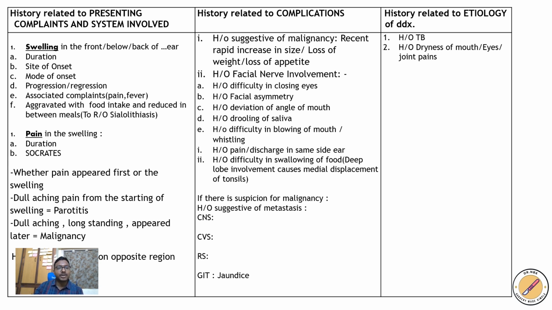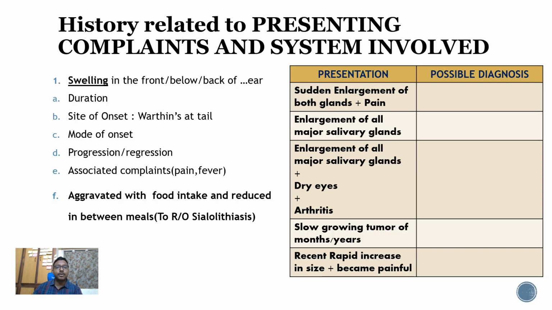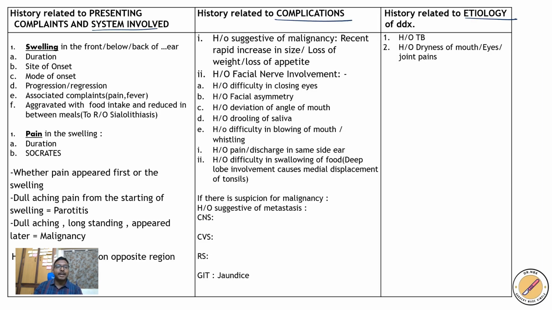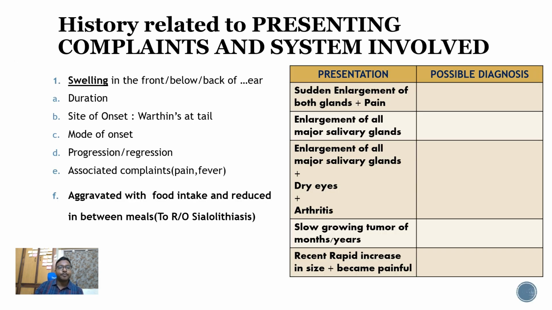So I told you the first one is presenting complaint and the system involved. Second one is complications history. Third one is etiology history. So we will see one by one. First one is history related to the presenting complaint and the system involved. So I told you mainly the patient can come to you with swelling. So we'll see first about swelling.